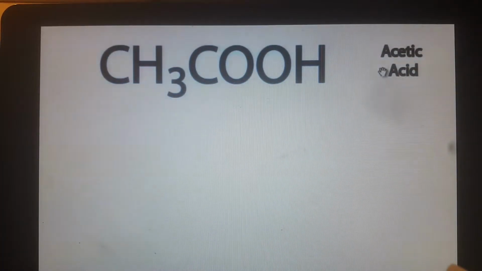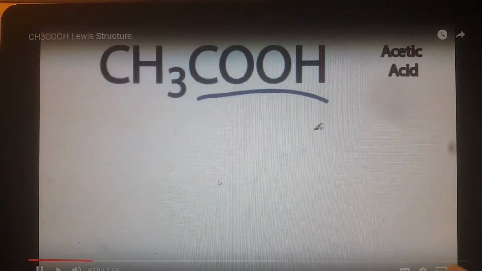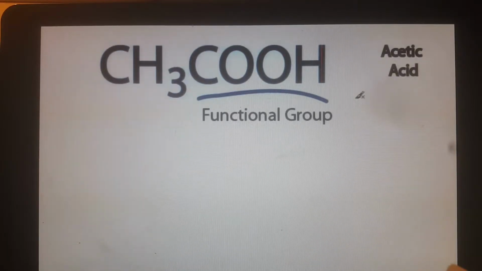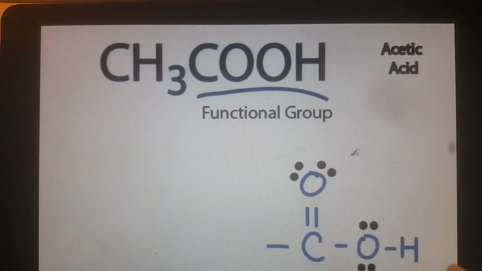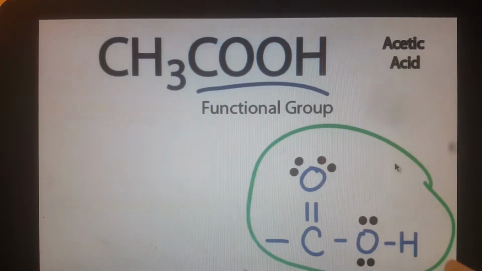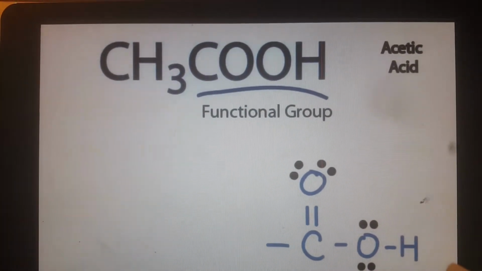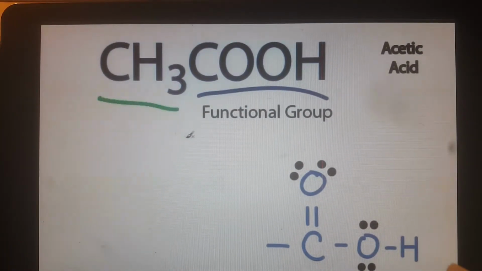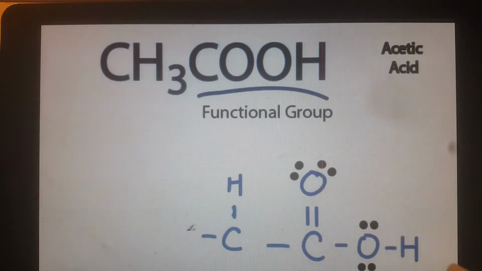Let's draw the acetic acid Lewis structure. The key to drawing this structure is to realize that this COOH right here is what we call a functional group. It's actually a pretty common functional group in organic chemistry. So whenever you see COOH, you know it's going to look like this right here. We can attach that then to the rest of this up here, this CH3. So I'll put the C right here and the H's around it.